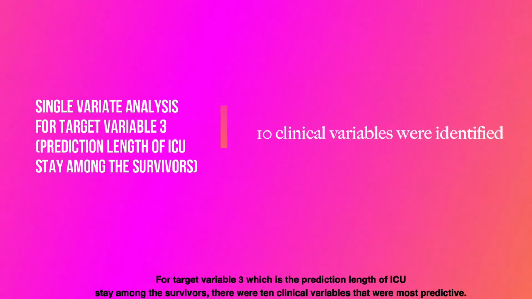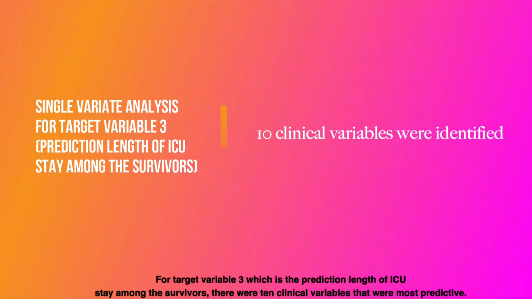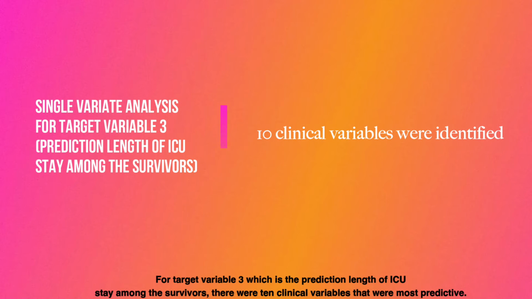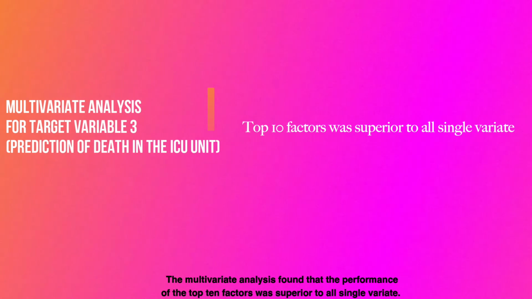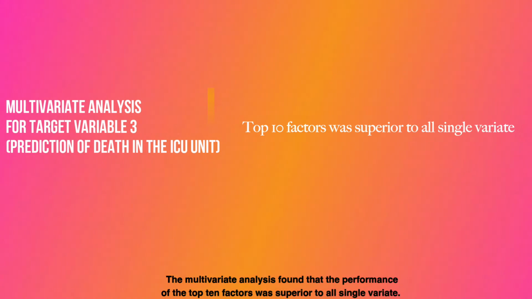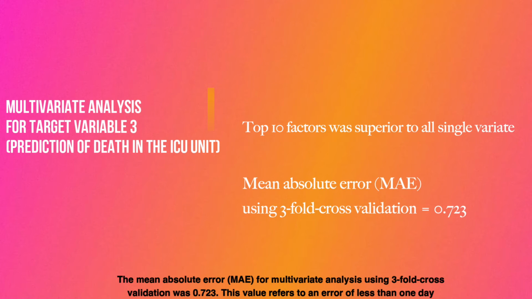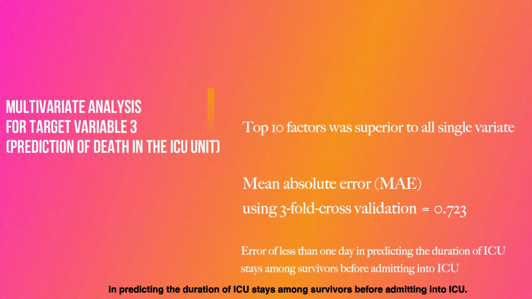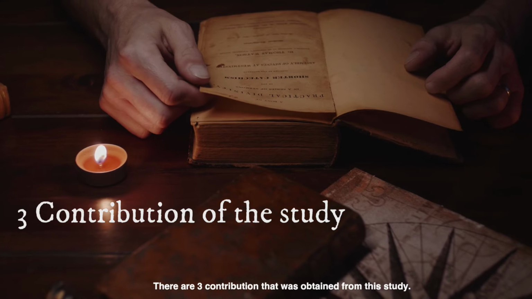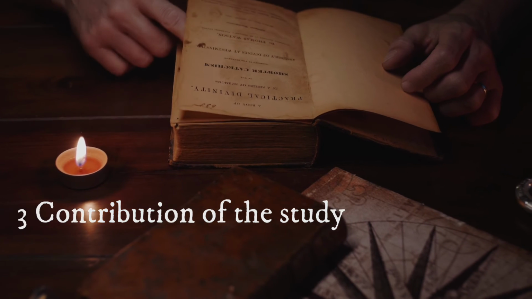For target variable 3, which is the prediction of length of ICU stay among the survivors, there were 10 cleaning variables that were most predictive. Those are the 10 cleaning variables. The multivariate analysis found that the performance of the top 10 factors was superior to all the single variates. The mean absolute error for multivariate analysis using threefold cross-validation was 0.723. This value referred to an error of less than 1 day in predicting the duration of ICU stay among survivors before admitting into ICU. There are three contributions that were obtained from this study.